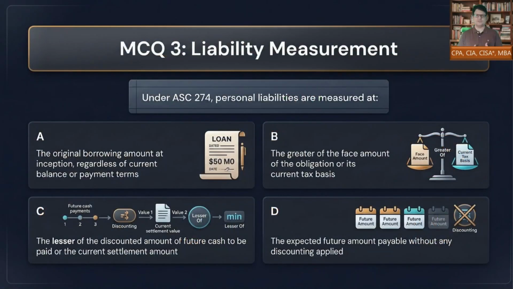For MCQ 3, shift attention to liabilities. Many students learn the asset rule well and then guess on the liability side. The question is testing whether liabilities are measured at original amount, tax basis, undiscounted future cash flows, or the lower measurement required by ASC 274. Review the wording carefully and choose the answer that reflects the economic burden today.